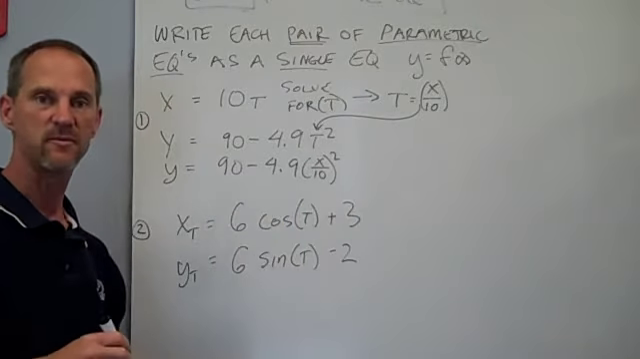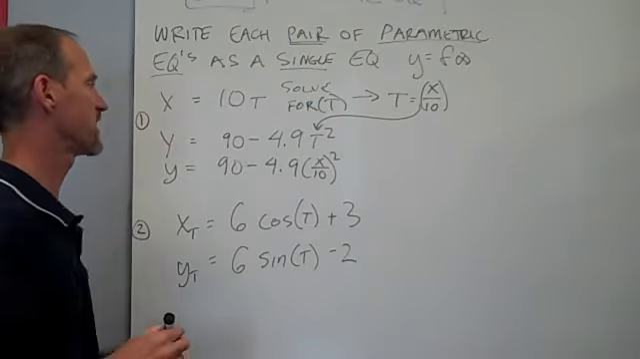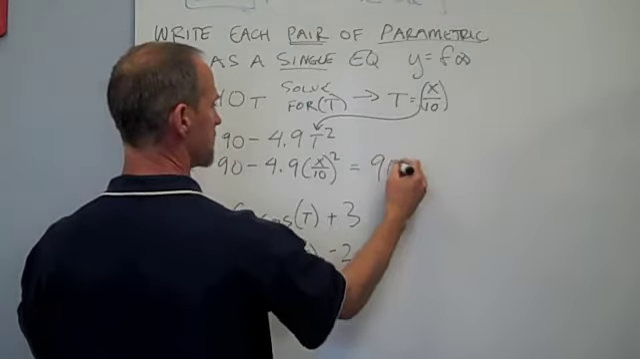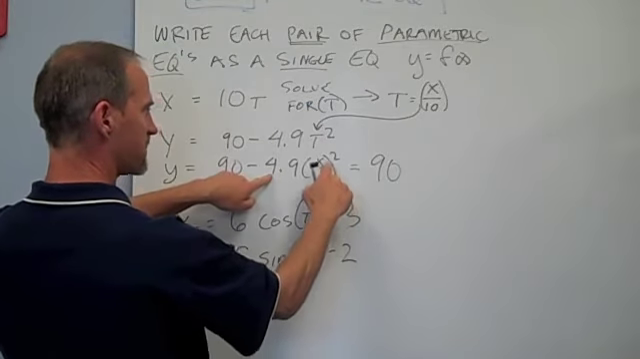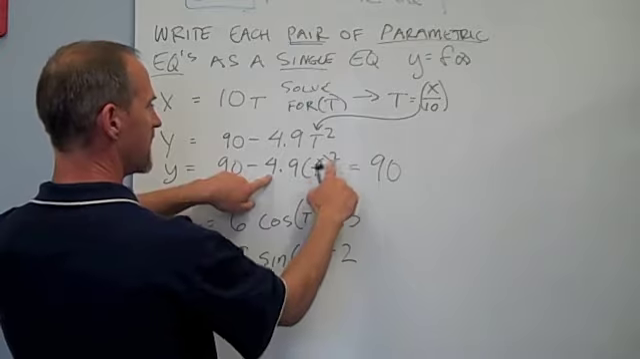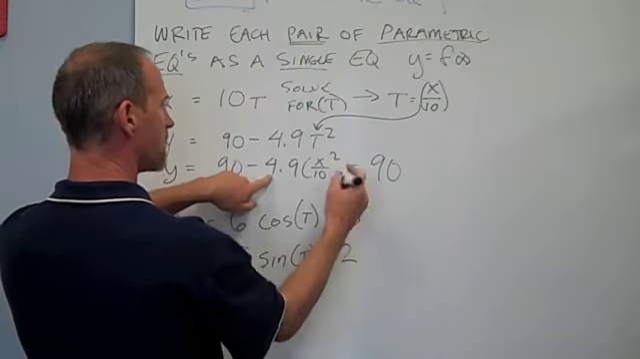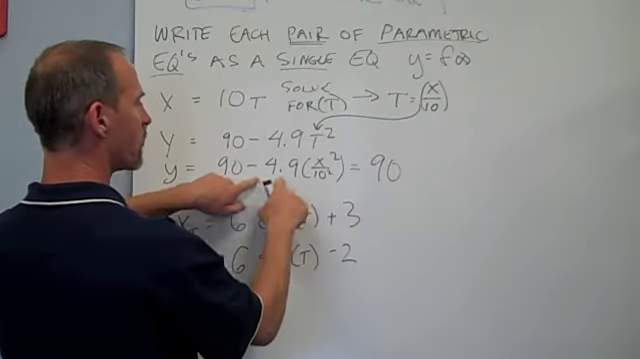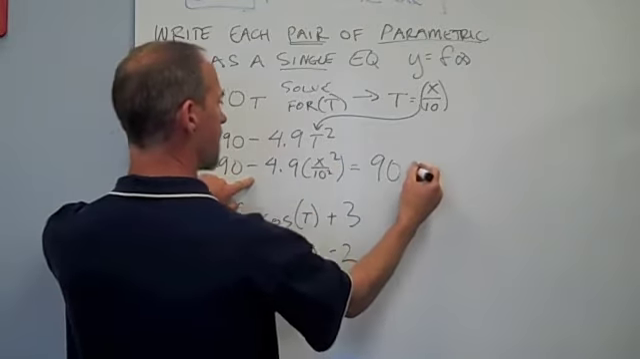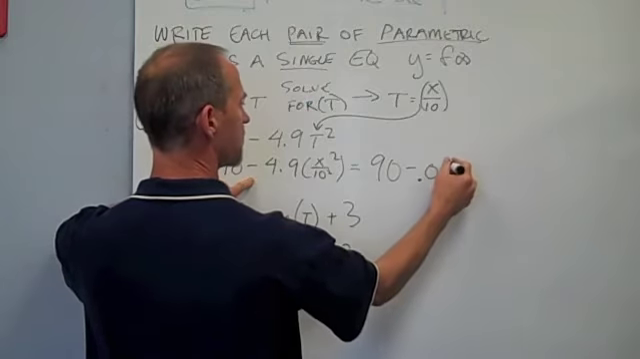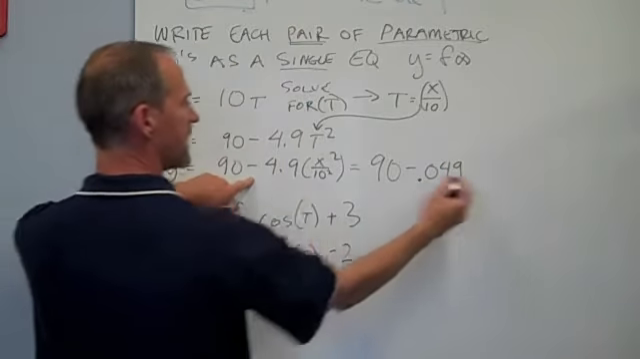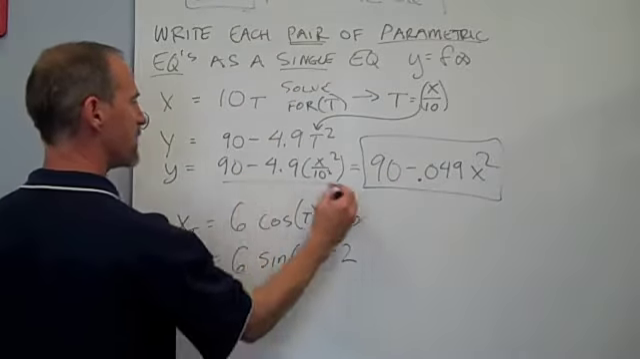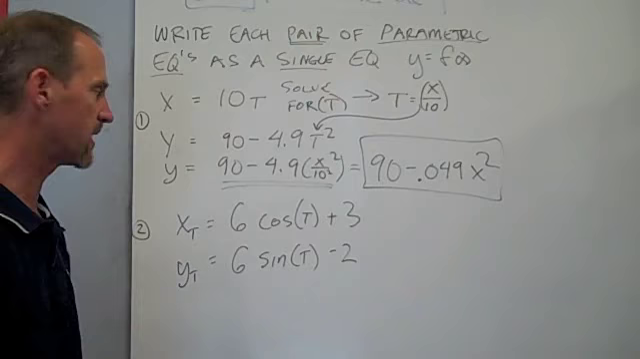And strictly speaking, I'm done. I have written it as a function of x. It's usually nice to clean this up a little bit. That 90 isn't going to change. If I square the top and the bottom, I'm just multiplying x over 10 by itself, I get x squared over 10 squared, which is x squared over 100. 4.9 divided by 100, I just get minus 0.049 x squared. Okay, so that might be what it looks like in the back of the book, even though that's totally correct also. I'm just cleaning it up.